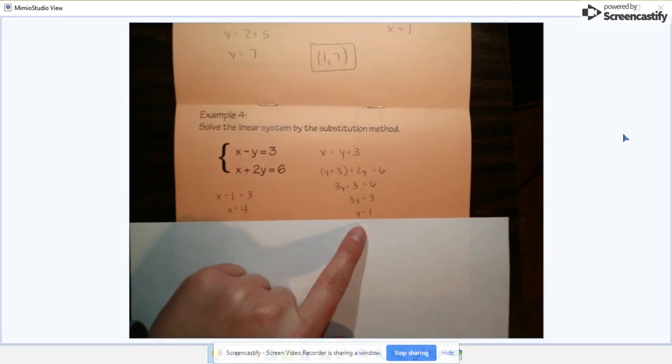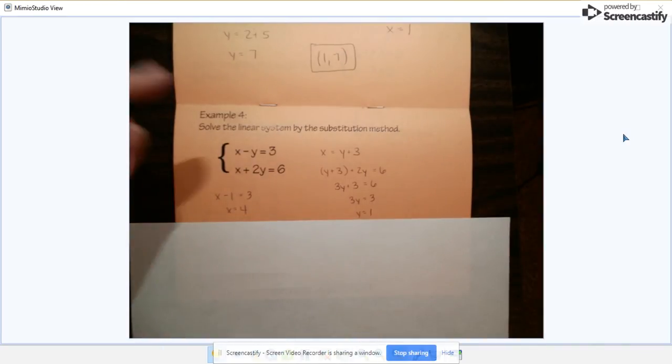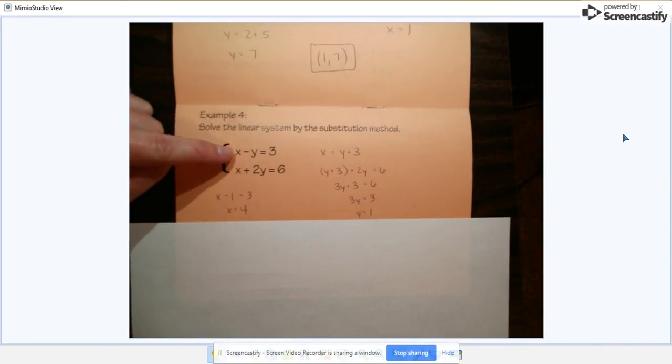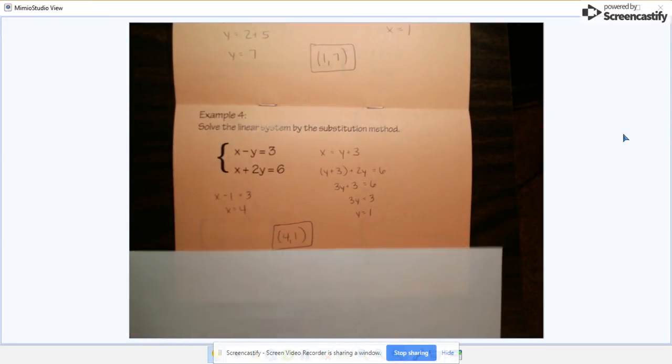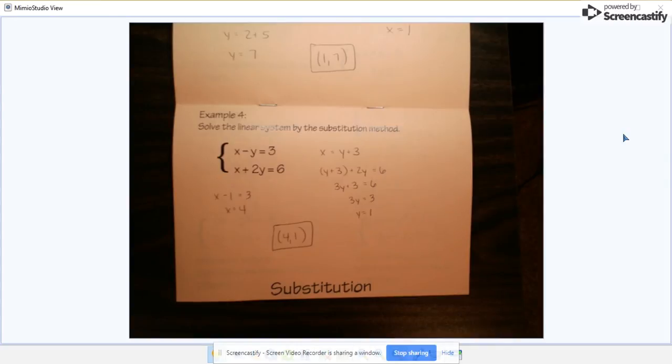Again, take y equals 1 and plug it back into one of your original equations. So I went ahead and plugged it in right here. However, you could plug it in here as well. You get x equals 4, so your final answer is 4, 1.